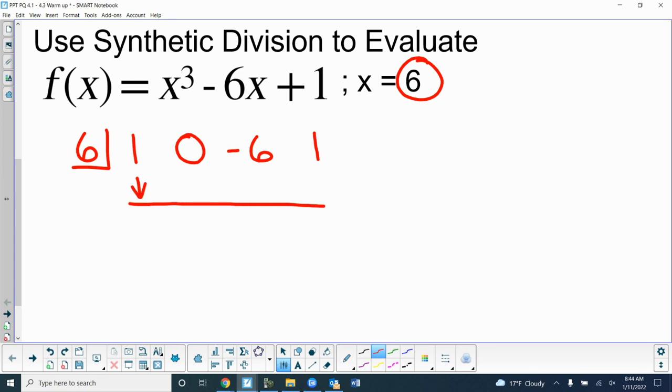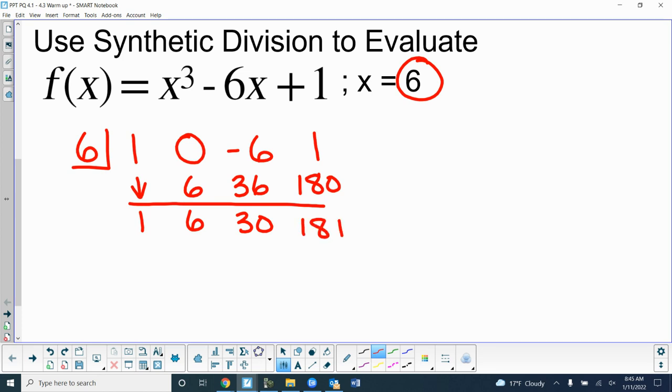Everything else is the same. 6 times 1 is 6. 0 plus 6 is 6. 6 times 6 is 36. Negative 6 plus 36 is 30. And 6 times 30 is 180. So 1 plus 180 is 181.